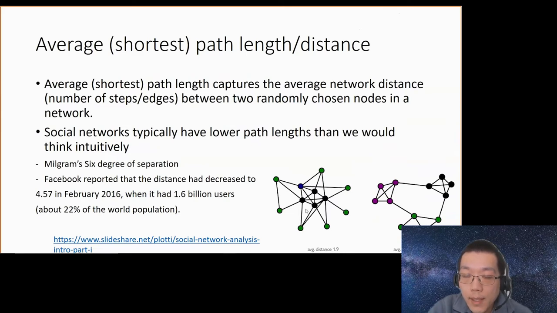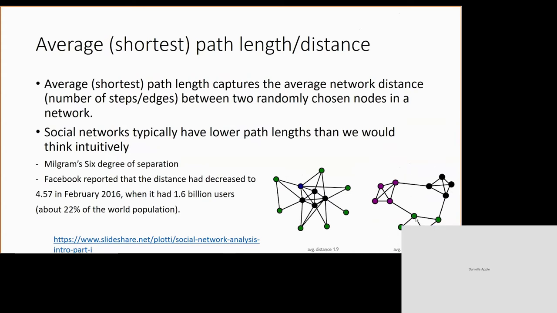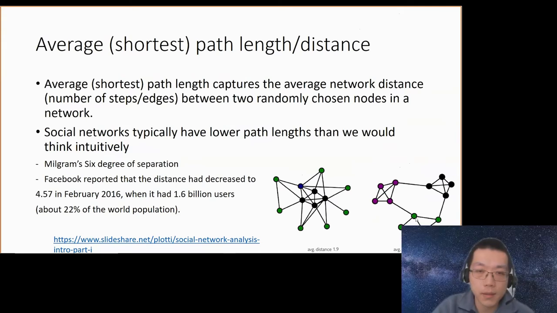Here, if we look at these two networks, the network on the left has an average distance of 1.9, and as you can see, it's more socially cohesive and there are no clear clusters. While the network on the right has an average distance of 2.4, meaning on average it takes 2.4 steps to get from one to the other. And this network clearly has more distinct clusters, and everyone's further away from each other, or more separated.